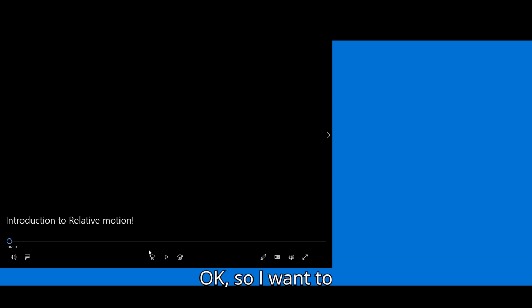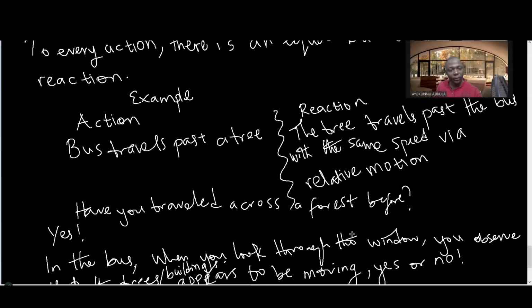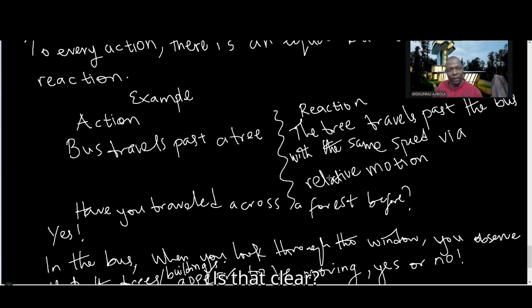Okay. So I want to play a video for you to support that claim about relative motion, that when an object is in motion, then as it moves past other objects, the other objects that are not moving will appear to be moving in relation to the motion of the object that is moving. Is that clear?